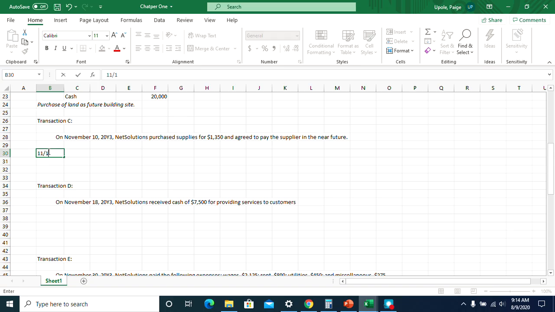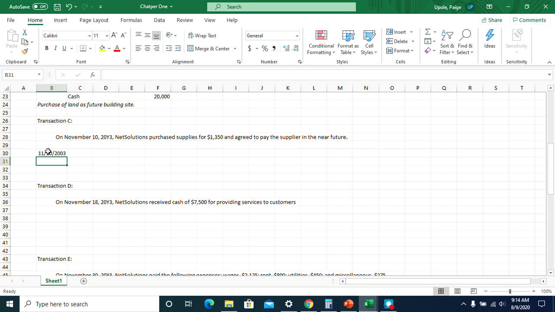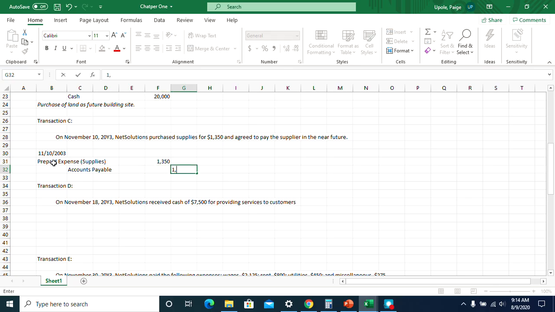So we record our date. We need a debit and we need a credit. What are we receiving in this transaction? We're receiving a prepaid expense, supplies. And how are we paying for it? We're paying for it with a liability, a promise to pay in the future, in the form of an account payable. So I debit my prepaid expenses for the amount of the transaction, and I credit my account payable, my liability.